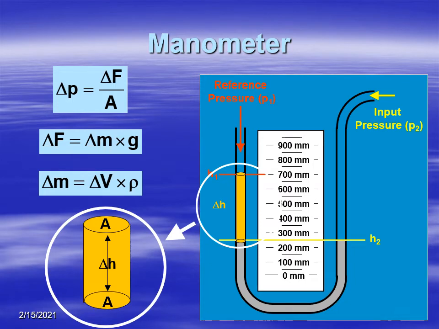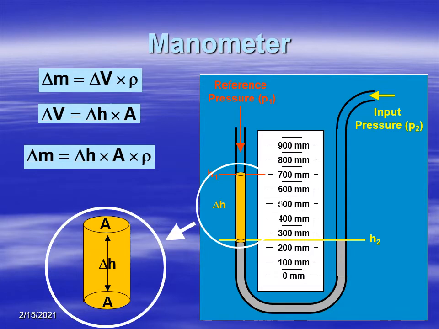Likewise, we came up with an equation for mass as it relates to density. Now it's the difference in mass, and that's a result of the difference in volume times the density. The density of mercury is constant throughout this tube, but there is a difference in volume. Specifically, we're looking at the difference in height times the area. So here is our equation: the difference in mass is equal to the difference in volume times the density.